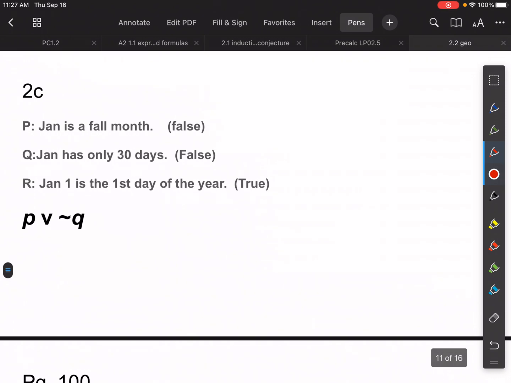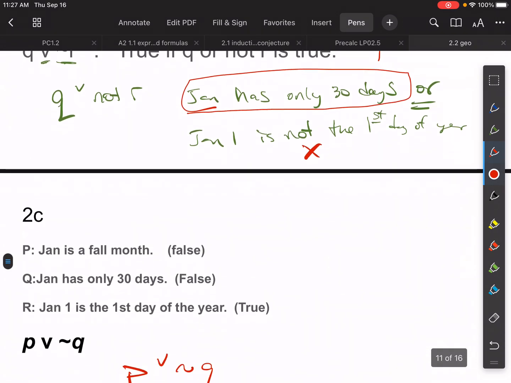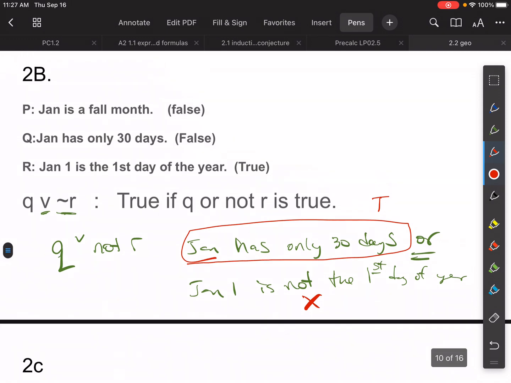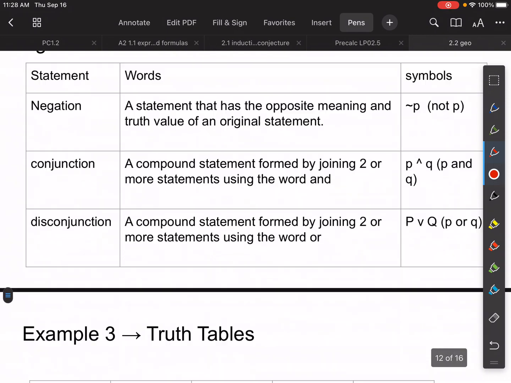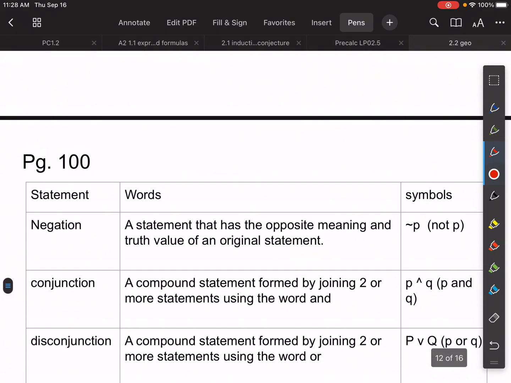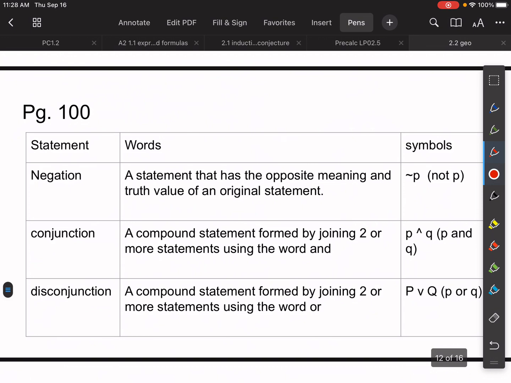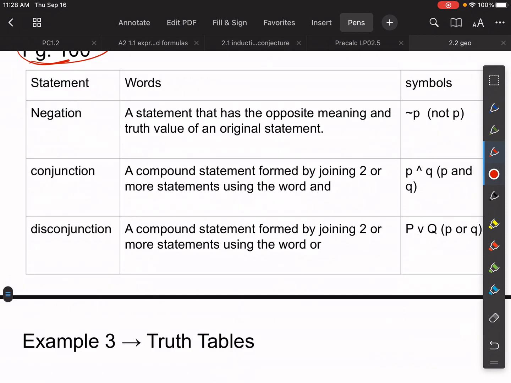All right, and then there's 2C here, which is very similar. Again, this is P or not Q. Didn't we just do that? Oh no, because this one's looking at P. Anyway, continuing on, the last little bit of this is page 100. On page 100, you have a nice little breakdown of all these symbols and what they mean. So just make sure that's in your notes and you're comfortable with that.